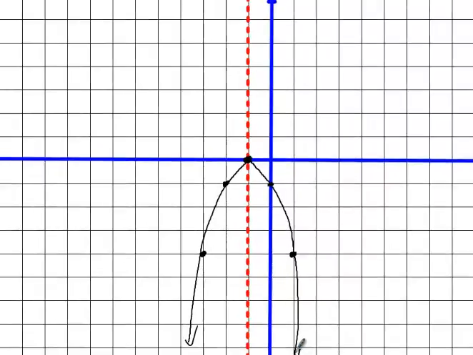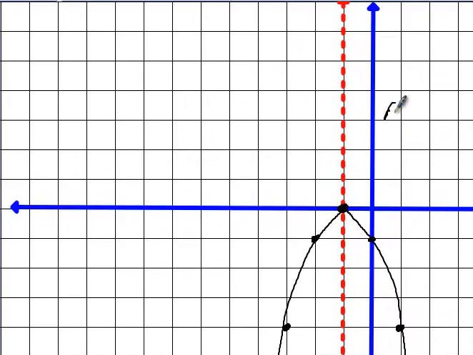So anyway, there's your graph. Axis of symmetry and vertex. All right, so number 36. What does number 36 say? Hang on, G of X or Z?